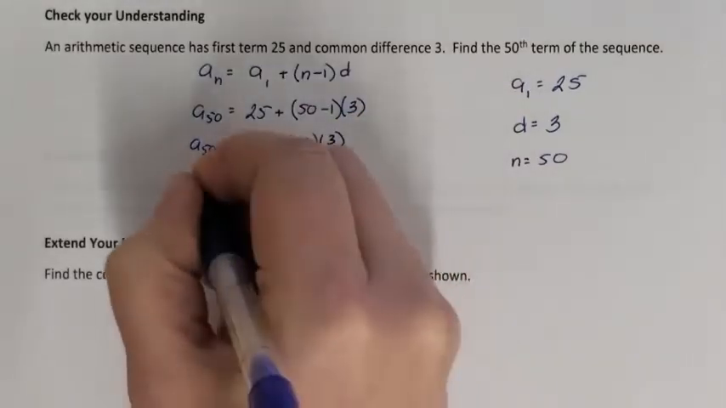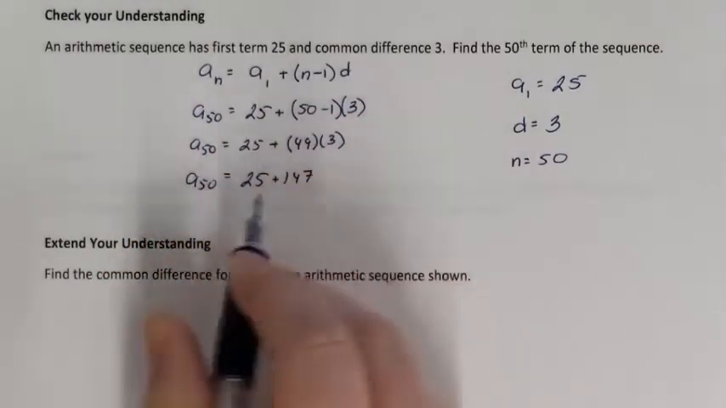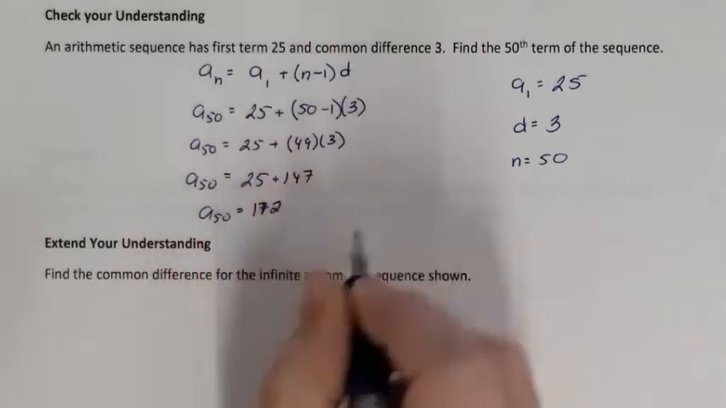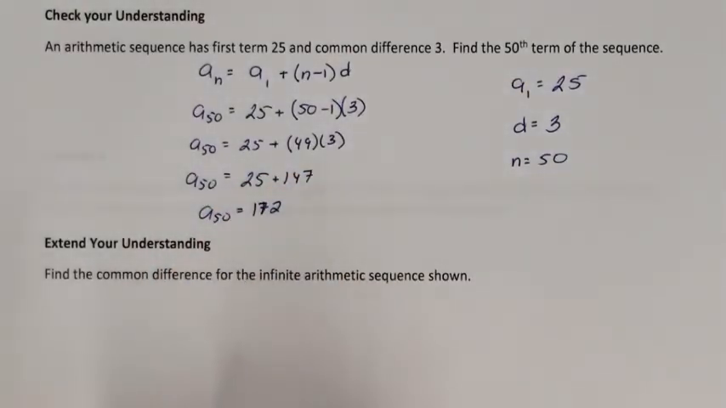Then we are supposed to multiply. And then we can add. So 172 is my number on the 50th term.